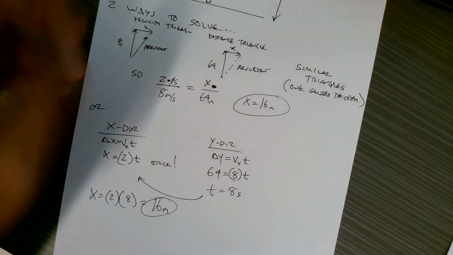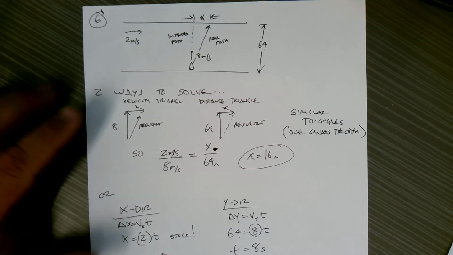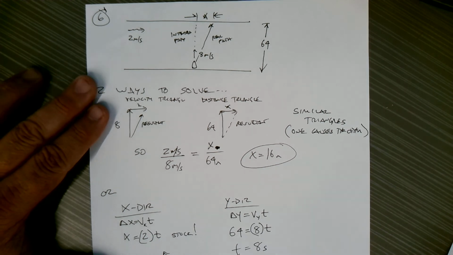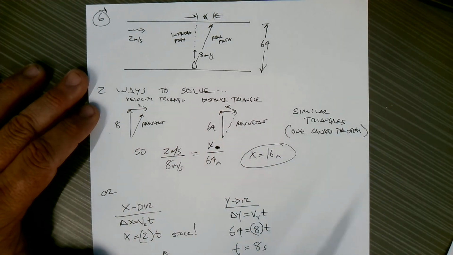Okay, and finally, we got this one, and we'll go over this in class. This is the riverboat problem, and I showed you there were 2 ways to solve it, and we'll talk about that. All right, quick little video just showing you what's going on with the homework if you get stuck.